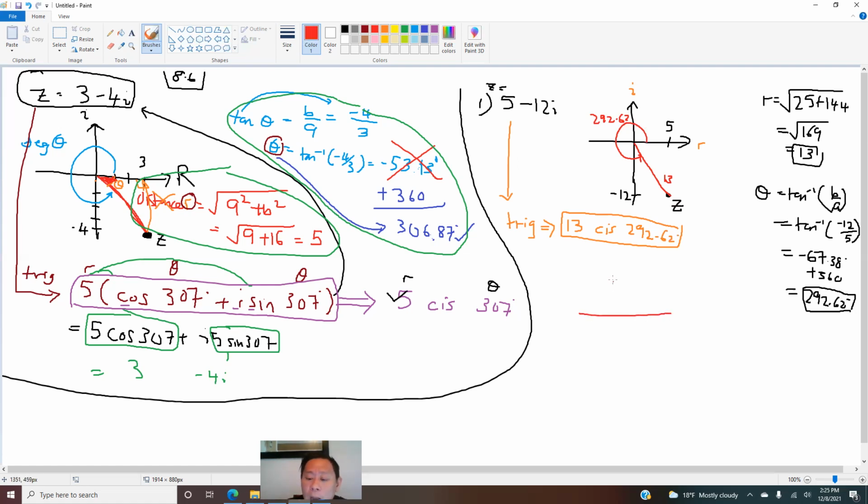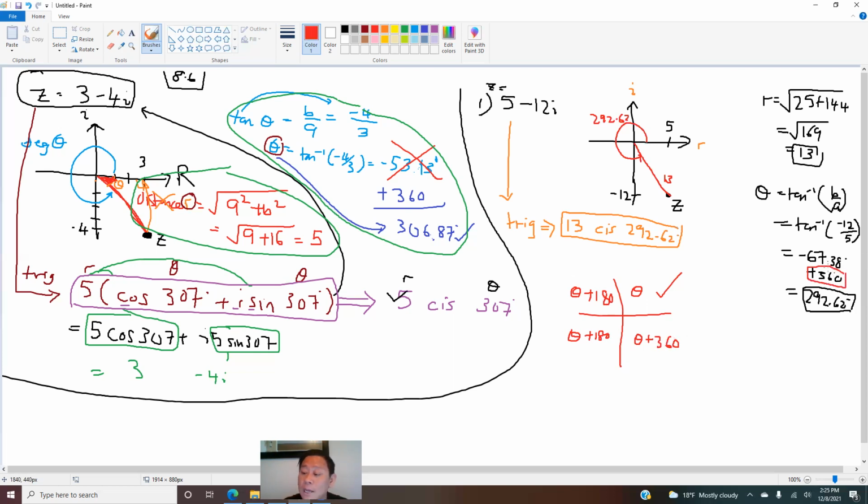Okay. So if your theta is in quadrant 1, you just use it. You do not need to worry about that. If your theta is in quadrant 2, you will have to add 180. If you have it in quadrant 3, you also have to add 180. If you have it in quadrant 4, like what we just have done here, then you have to add 360. That's why we add 360 here.